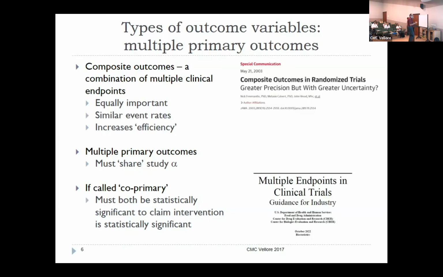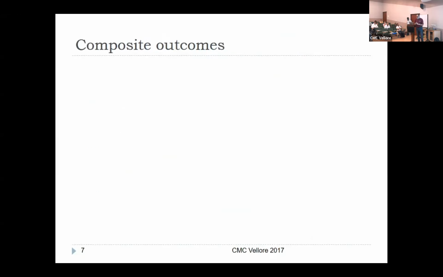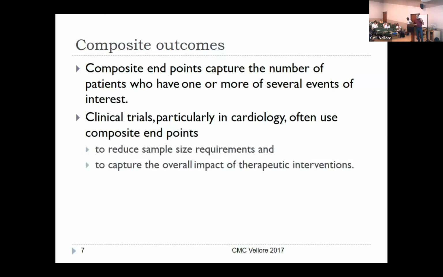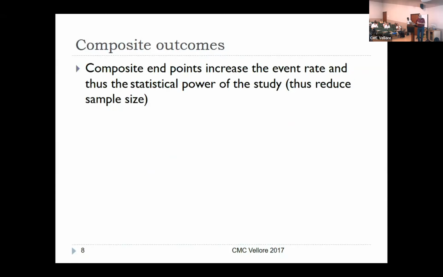All right, let's continue. So composite outcomes are very common. People like to use them. In cardiology, which is the area that I work in, it's extremely common to reduce sample size and capture. The clinical argument is we want to capture the overall impact of the therapeutic intervention on all of the cardiovascular problems. That's why we do it. But I know behind it all they want is more power. So they increase the event rate, get the statistical power, and reduce the sample size.